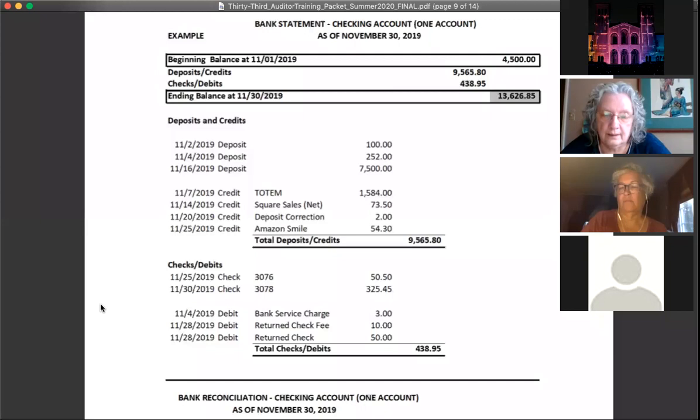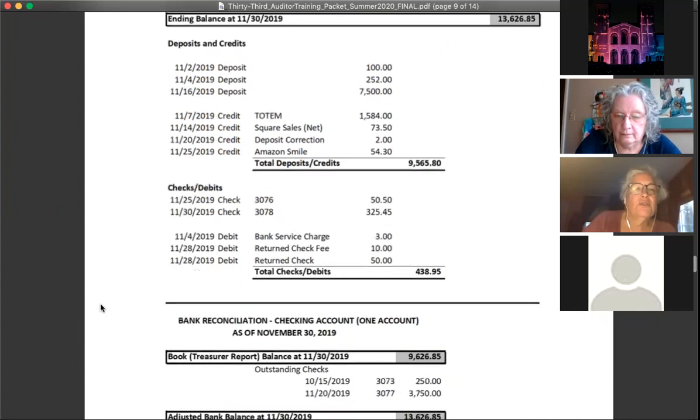And there's the check for $325.45. Remember I said that the teacher appreciation check was $325, but they cashed it for $325.45. So that's how you're going to see that there was a difference that you have to make sure they reported on the treasury reports in their books. And there's the return check fee, and the return check is always posted as a check or debit on the bank statement.